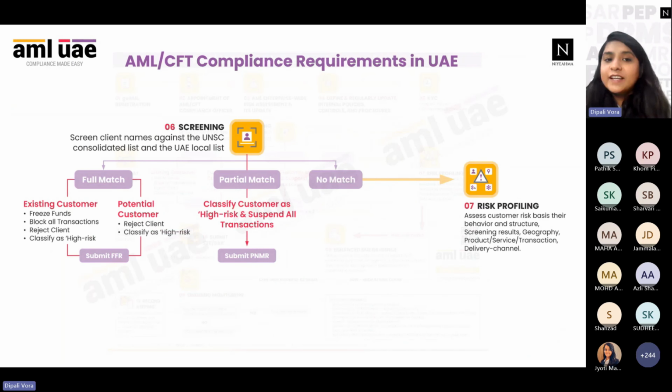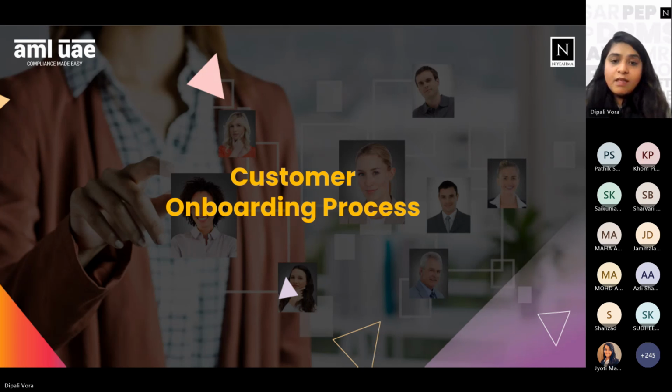So today we have all gathered to understand what is screening, what we do in case we get a full match, partial match, what we do when there is no match, how we proceed further, what the timeline is for filing certain reports like FFR, PNMR, and what the different aspects of screening are, like adverse media screening and PEP screening. This is something that we are going to understand today.